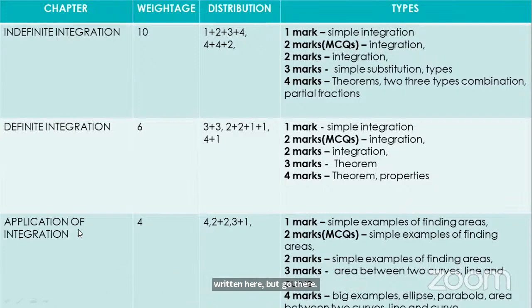Okay. Now applications of integration, I already told you that there is only one exercise. So you can see that the simple examples are also there, which will be asked for a 2 plus 2 combination or 3 plus 4. And for 4 marks, it is asked as if they give 2 parabolas, and they will ask you to find the area between the 2 parabolas, like that.